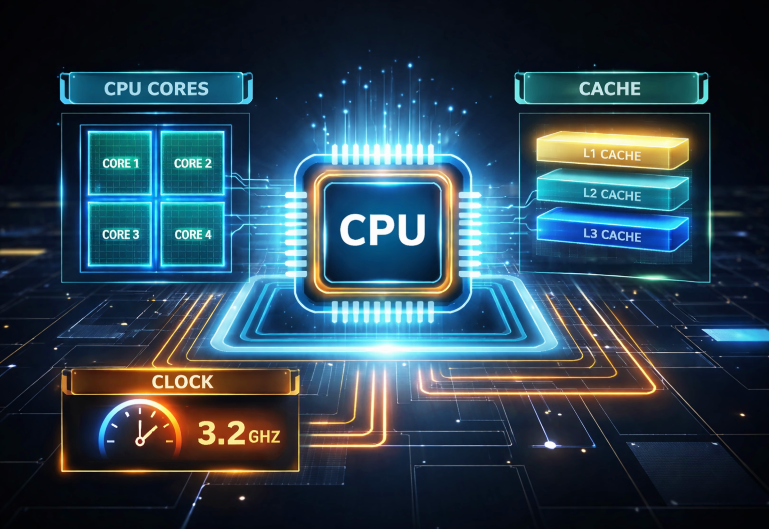Here's a more practical analogy. Think of the CPU as a chef in a kitchen. Cores are the chefs, threads are their assistants. Cache is the prep table with all ingredients ready. Clock speed is how fast they can chop and cook.